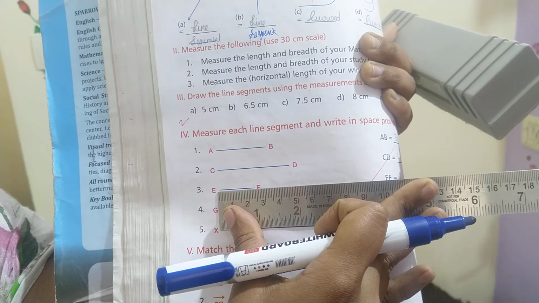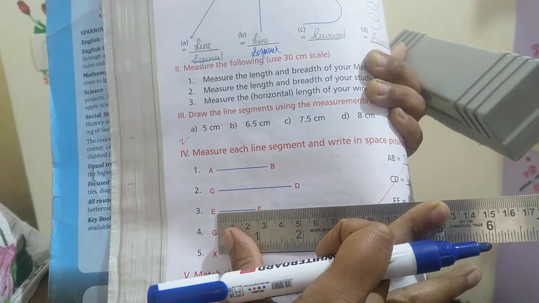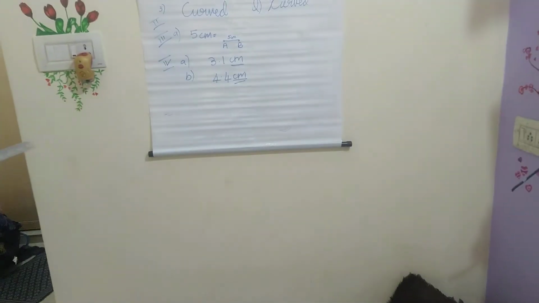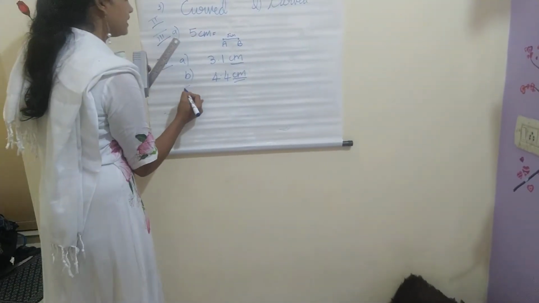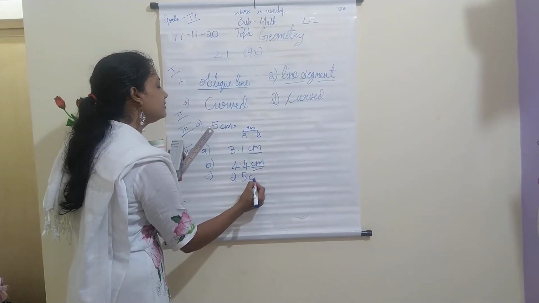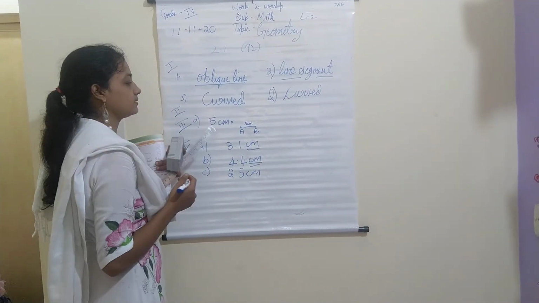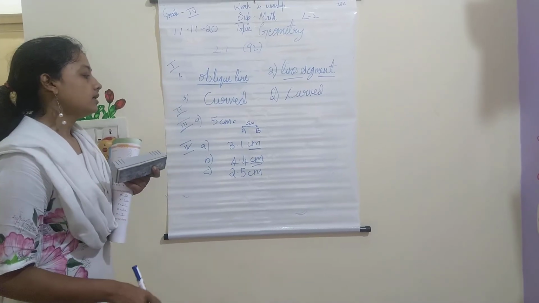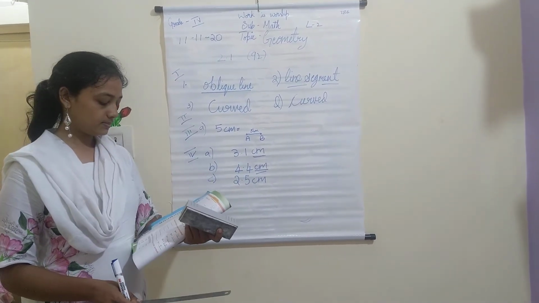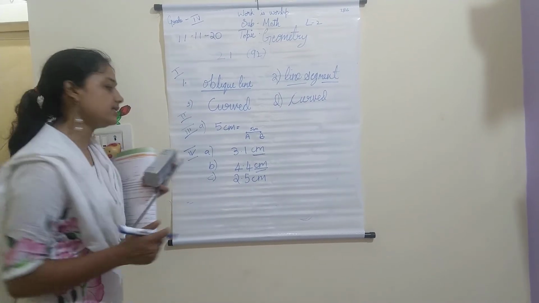Similarly, for my next one, I keep my edge on one side and my other edge is after 2, you have 5 lines. So it will be 2.5. The answer for C1 is 2.5 centimeters. And I want you to try the next two sums. Now let's go for the fifth main.